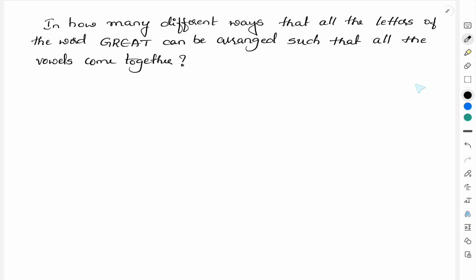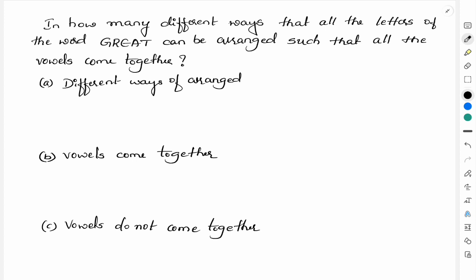So for the same question, we will take 3 different questions. First, we will find the different ways in which the letters of the word GREAT can be arranged. We will see how we can find the arrangements such that all the vowels come together, and the arrangements such that the vowels do not come together.